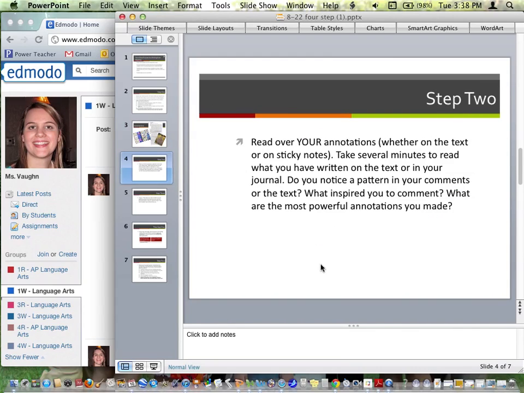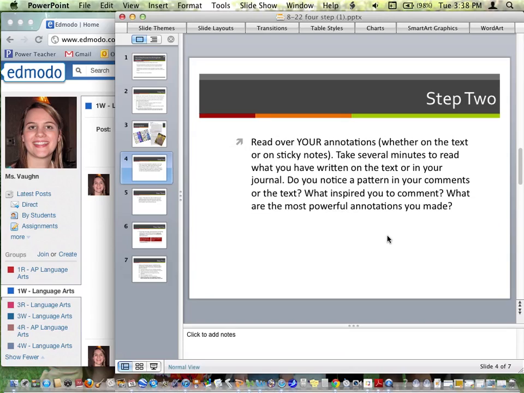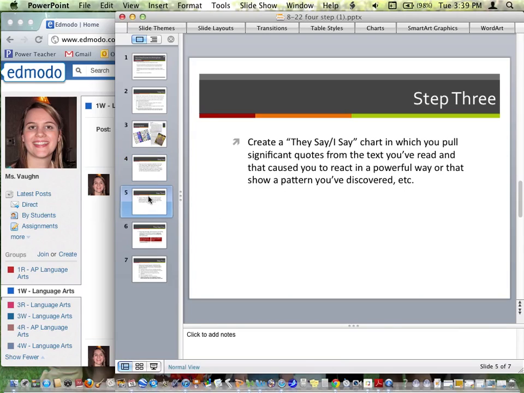Then step 2 is to read over your annotations. Do you notice a pattern? What is the most powerful thing you said, or powerful thing you had connection to, or something you really agreed with, or something you really disagreed with? So you're going to look over your annotations on your text, and step 3 is to make your They Say, I Say chart. You're going to pull quotes from the text, so they need to have quotation marks around them and be followed by a page number.